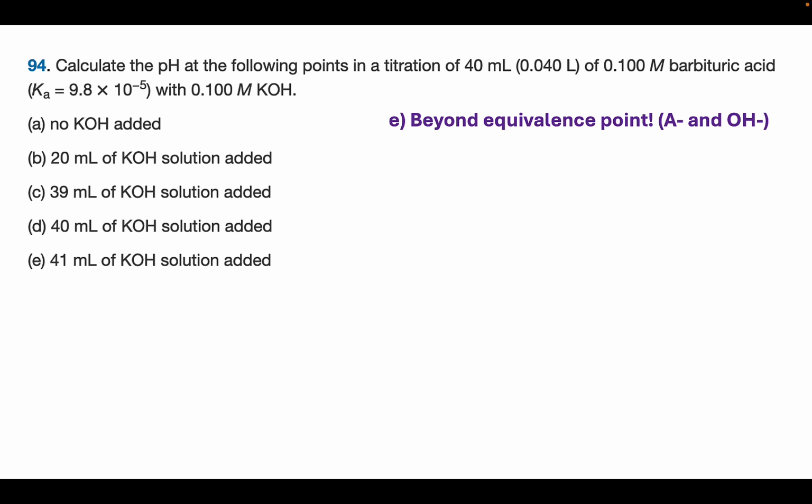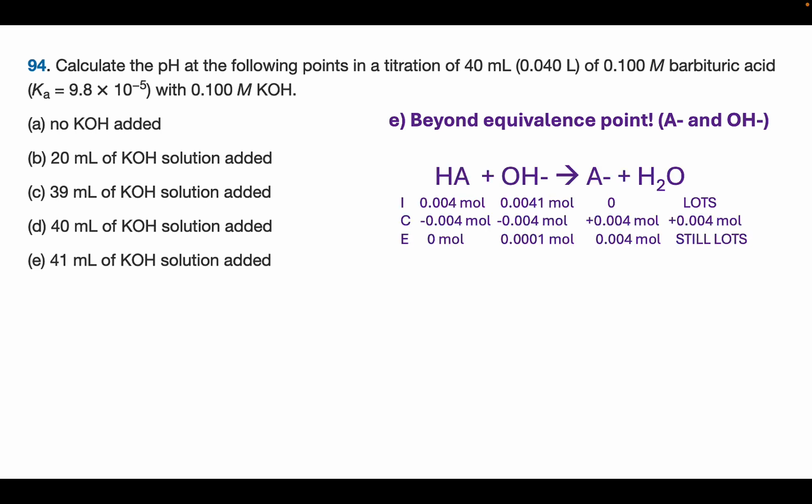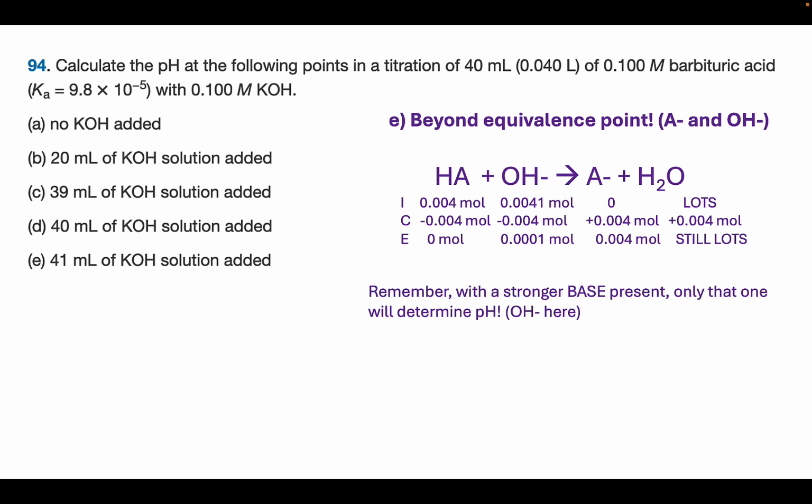Last question is beyond the equivalence point, what is our pH? We've gotten to the equivalence point, but we've added an extra mL of this KOH solution. And so again, we want to think of our reaction and what we put in there to combine, right? It's 0.004 moles of HA and a little bit more hydroxide. Again, it tries to combine to the greatest extent that it can, which leaves us with A minus and this small amount of hydroxide ion.